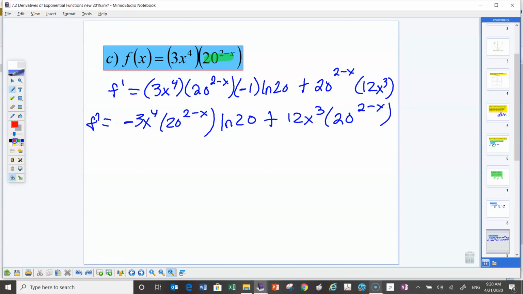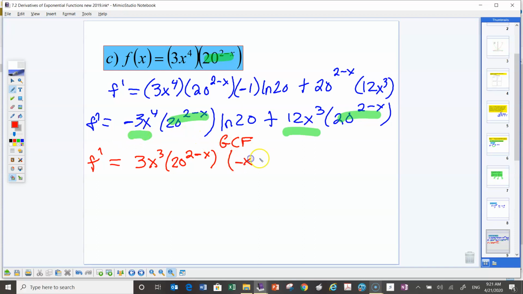Now all I'm going to do is take out my greatest common factor. Okay, and if you look, my greatest common factor, I could take out a 3x cubed for these terms, and I could take out a 20 raised to the 2 minus x. So my derivative now, I'm going to take out a 3x cubed times 20 raised to the 2 minus x. And if I take that out of my first term, I'm going to be left with a negative x ln 20 plus, and if I take a 3x cubed out of 12x cubed, I'm going to get 4, and I've taken out the 20 to the 2 minus x. So there would be your final answer.